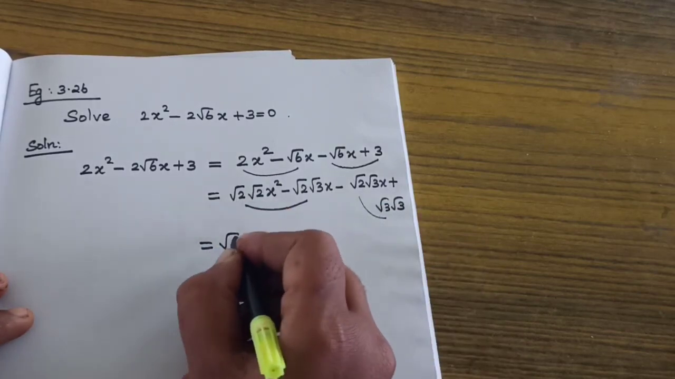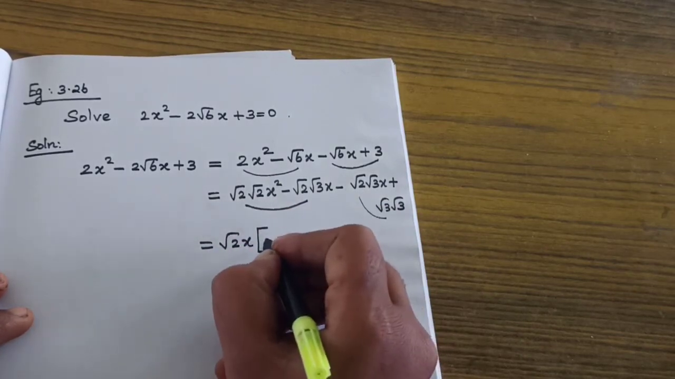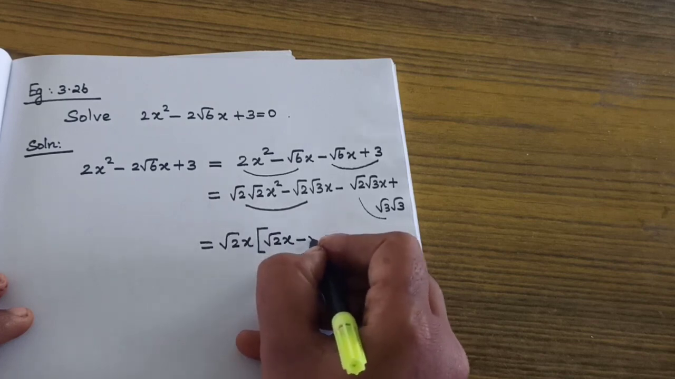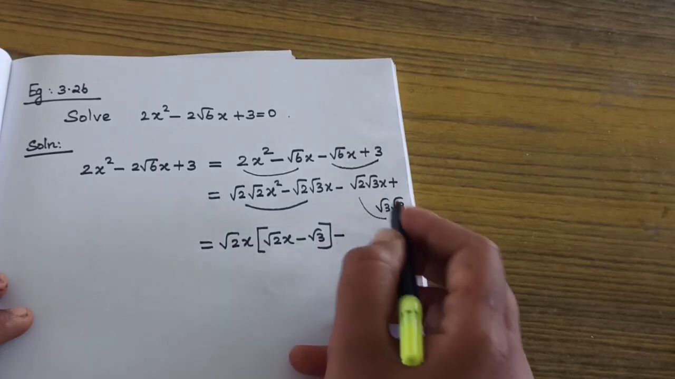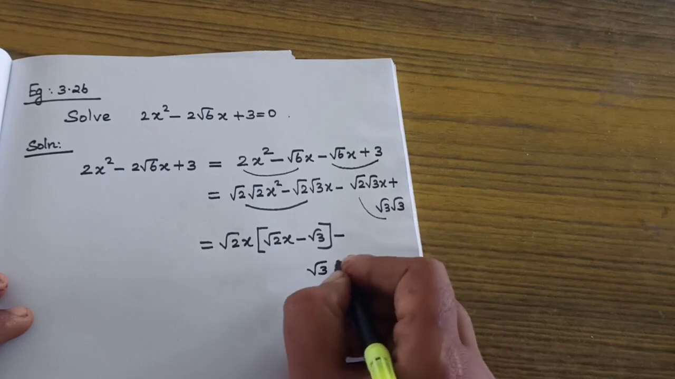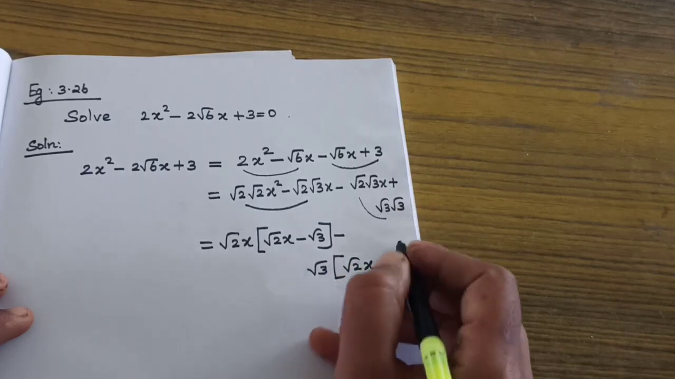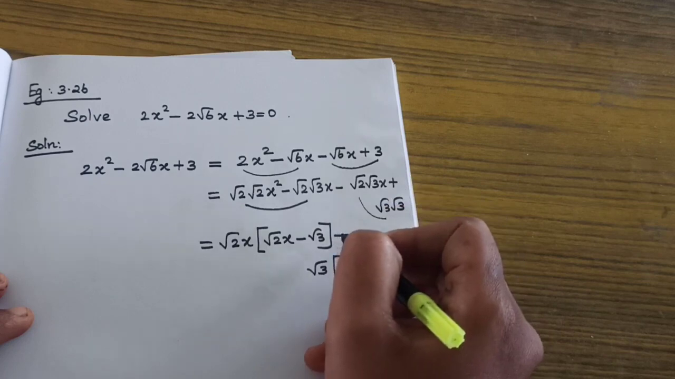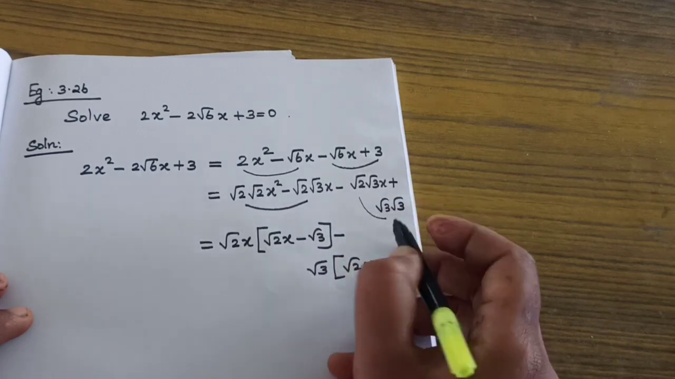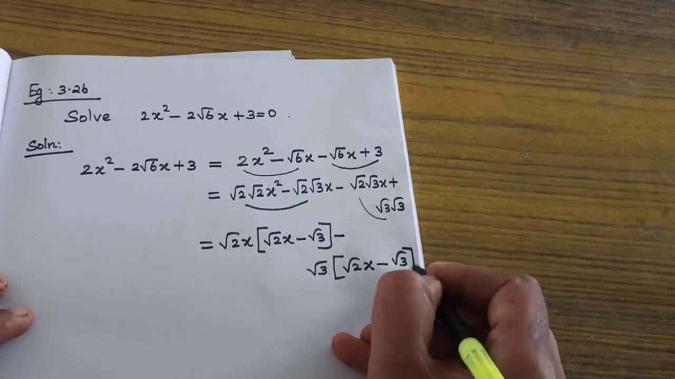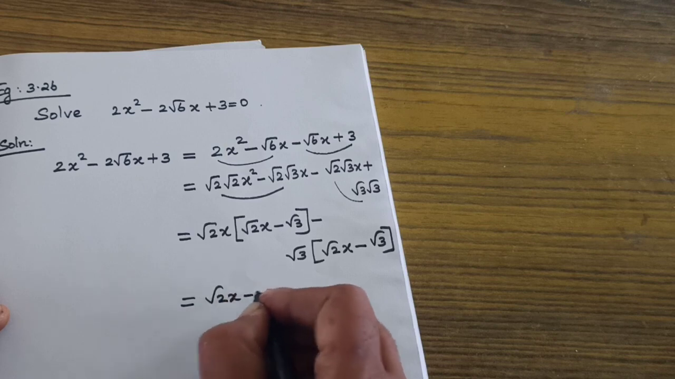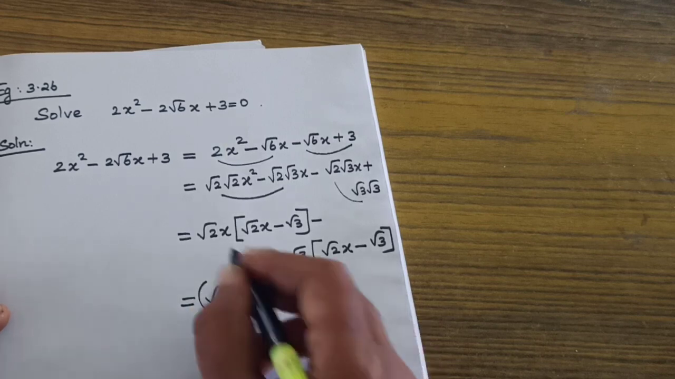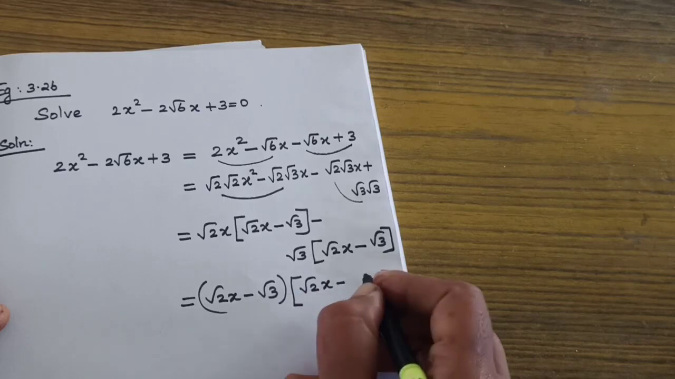Here √2x is common, and inside it is √2x − √3. Here also I am taking minus as common and then √3 is common. So inside, √2x, this plus means 2 minus is there. If I take 1 minus outside, 1 minus will remain inside: √3, √3. Got it? Then here also one common term, √2x − √3, so the remaining is √2x − √3.